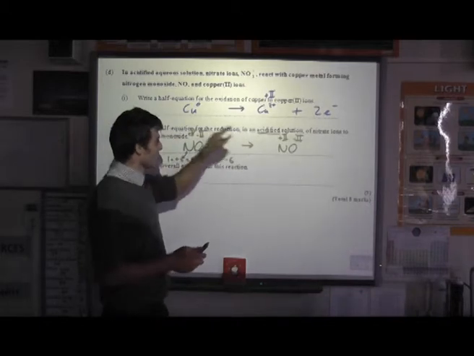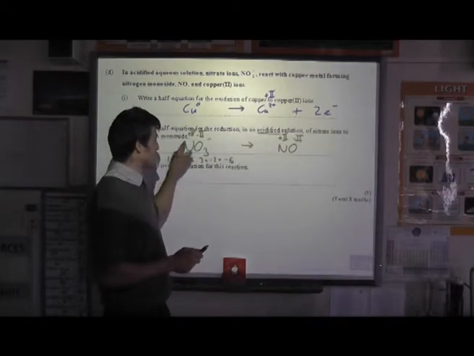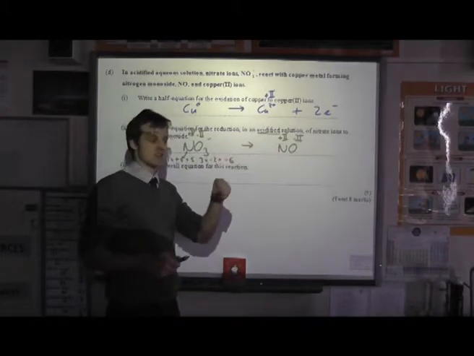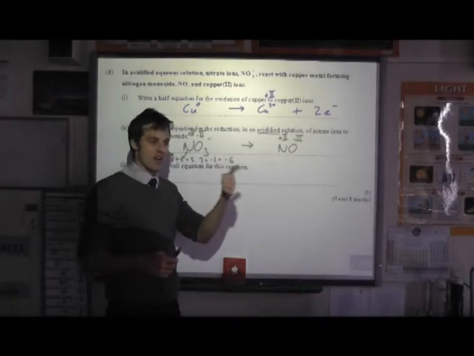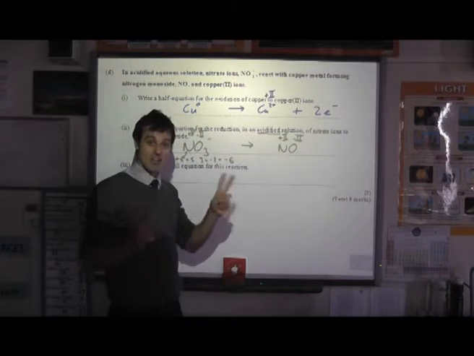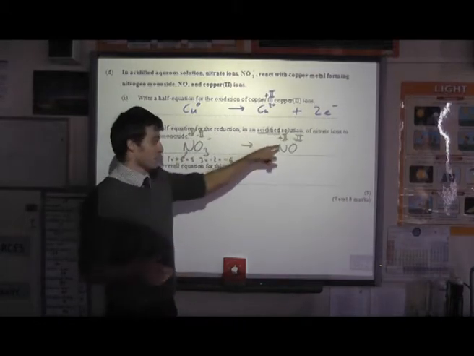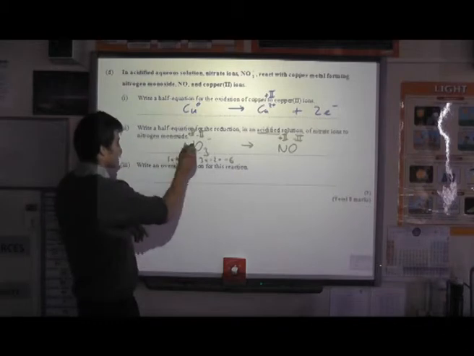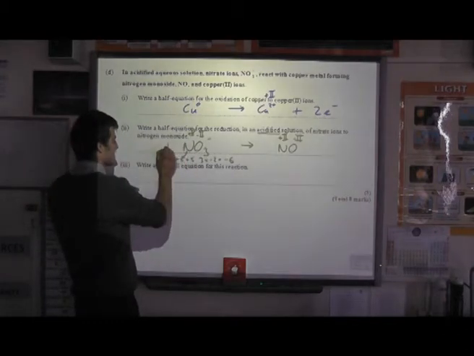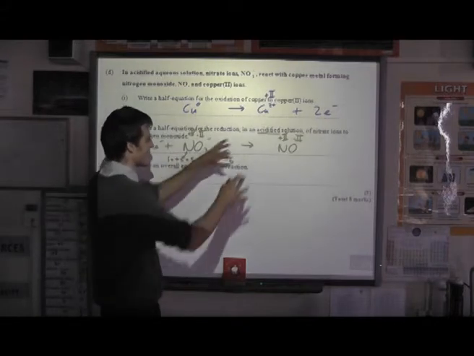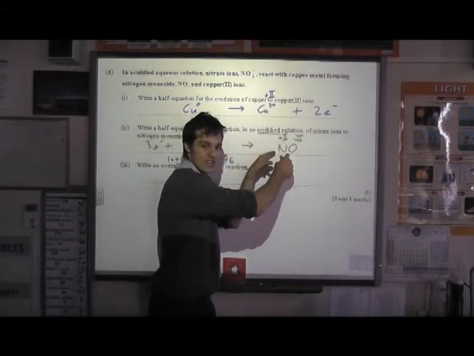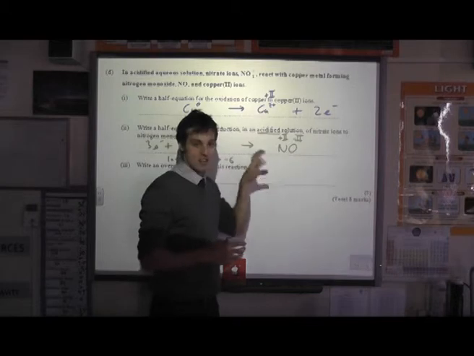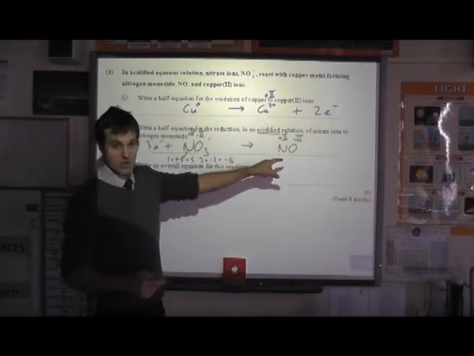So if it's gone from 5 to 2, it's gotten reduced by 3, so it needs... reduction is a gain, OIL RIG, reduction is gain of electrons. If it's getting reduced, it needs 3 extra electrons to go from the +5 to +2. Okay? So these 3 extra electrons, if they're getting gained, they must be on the left-hand side. They're getting gained and then they're in the nitrogen atom, so we're not going to have them outside in the equation again. So that's a reduction equation.